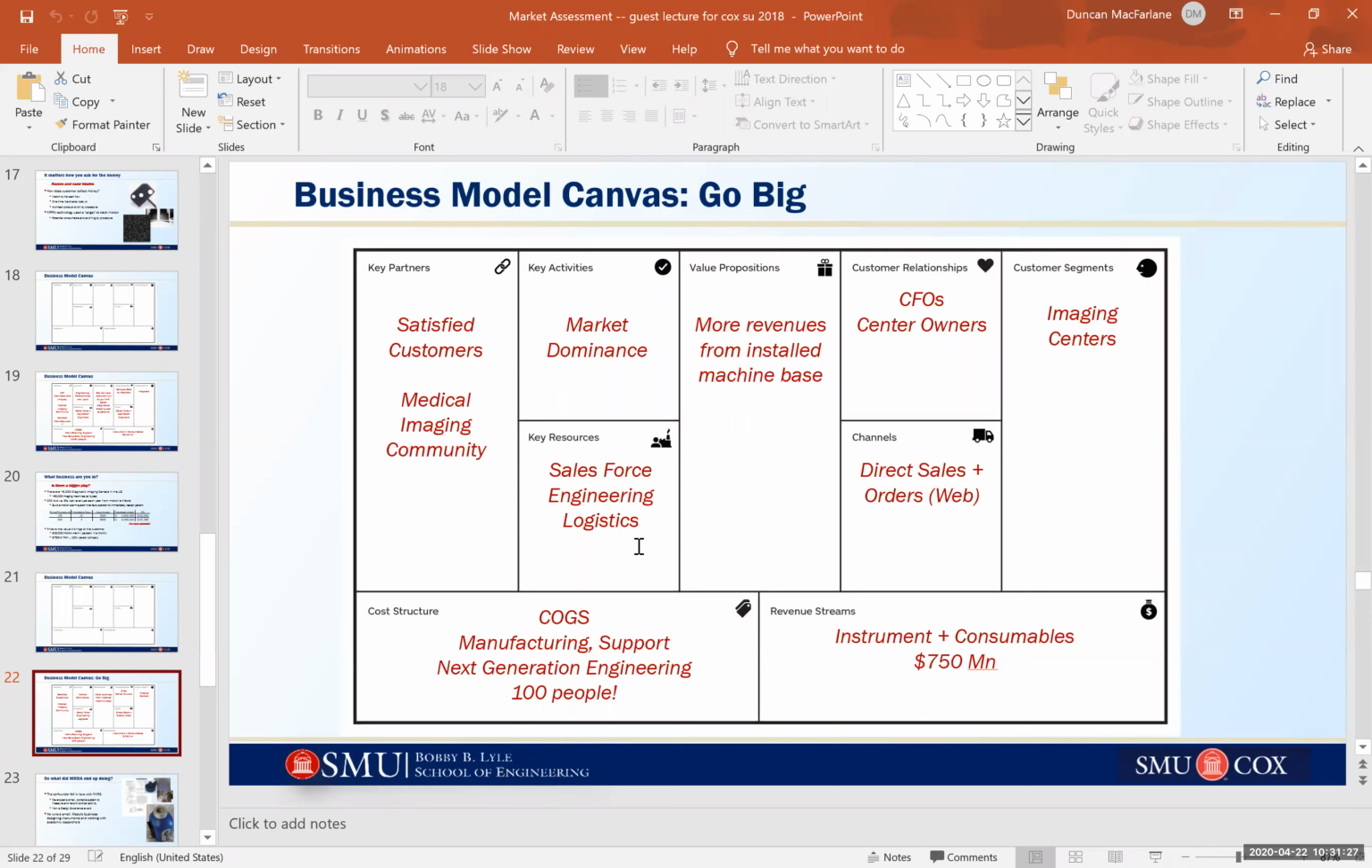The key activities would be sales force, engineering, and logistics, because we'd be shipping a lot of product. We'd be making sure that people like to use it. The technicians at the imaging center were actually an interesting part of this picture. When you talk to them, they didn't see a problem.